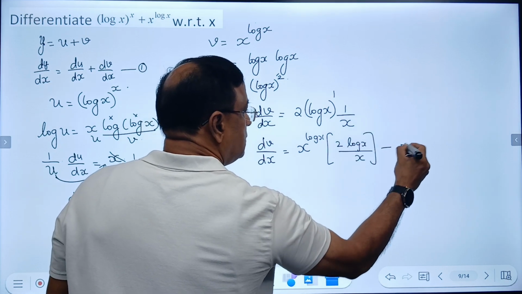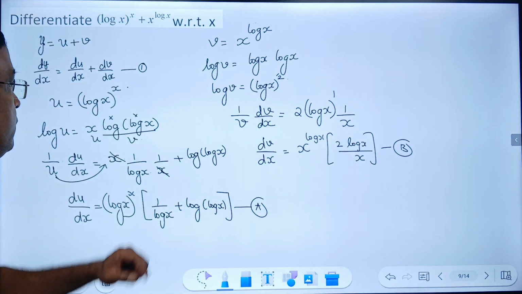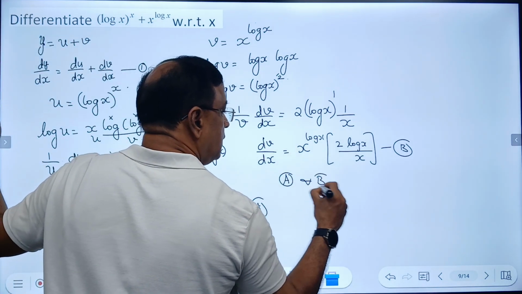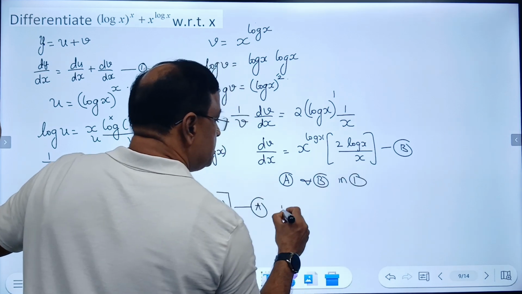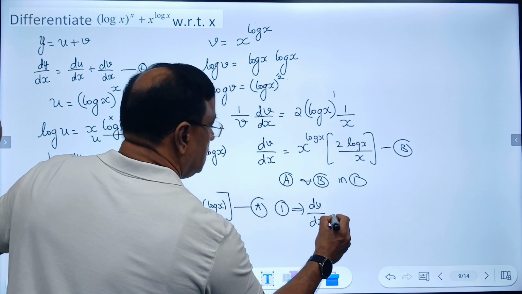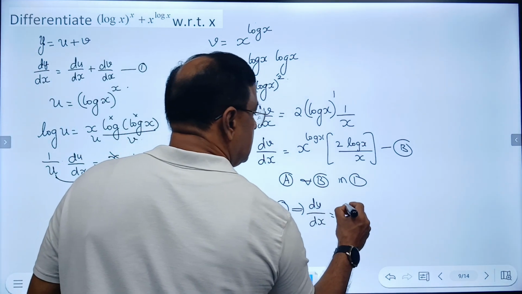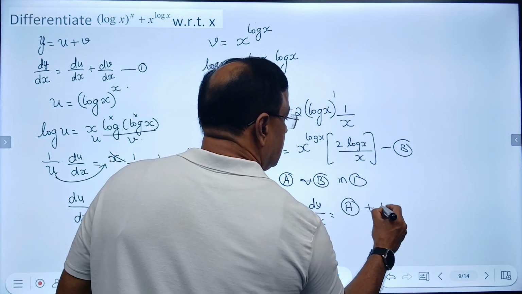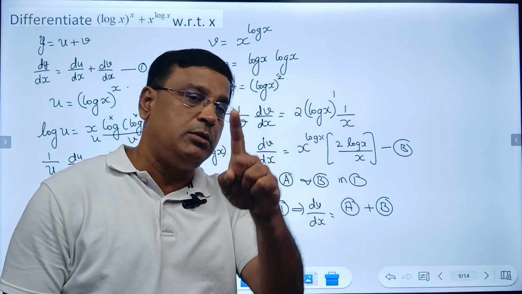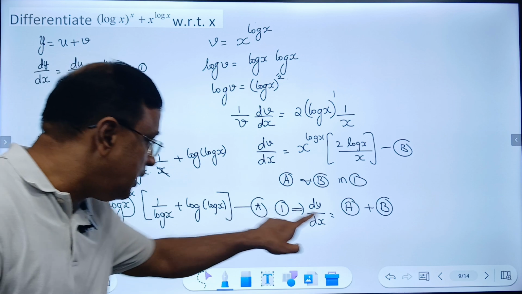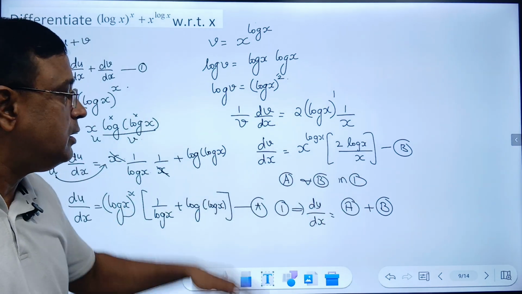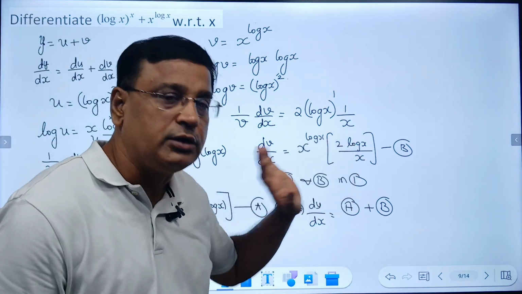Call this as b. But that's not the end of the story. You have to substitute a and b in 1. So what happens to 1? dy by dx is equal to, write this entire thing, whatever is there in a and whatever is there in b. Do not write the answer in the exam as a plus b, they will cut marks. You have to write what is there in a and what is there in b. This is only for my reference. In the exam you are supposed to write the entire function.